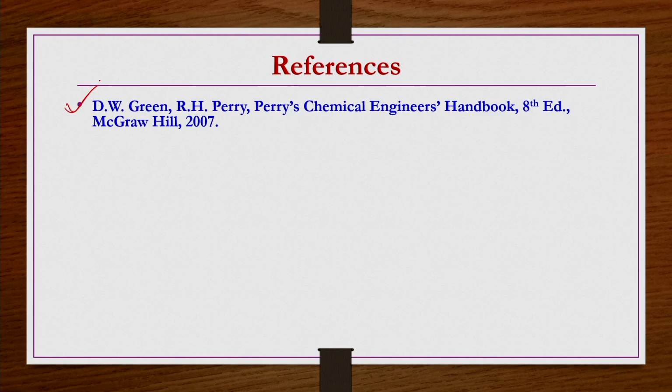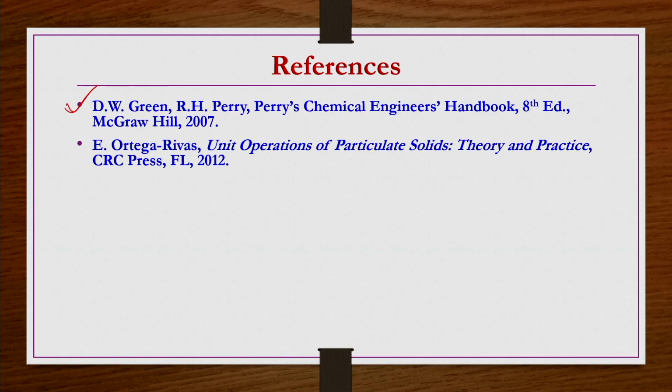If anybody wants to see more details about the design of this kind of size enlargement equipment, they are suggested to refer to Perry's Chemical Engineer's Handbook, 8th edition by Green and Perry. Indeed, the entire lecture has been prepared from this reference book. More details on design can be found in it. Then there is Unit Operations of Particulate Solids: Theory and Practice by Ortega Rivas, where you can also find some design aspects of these size enlargement equipment.